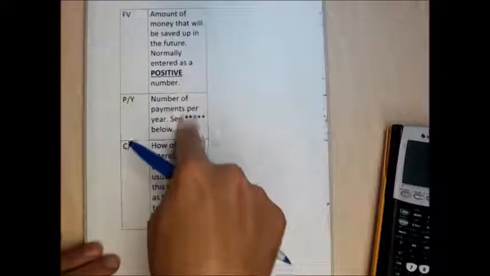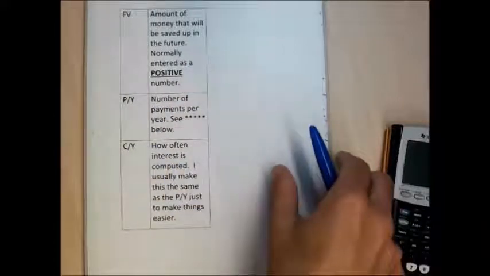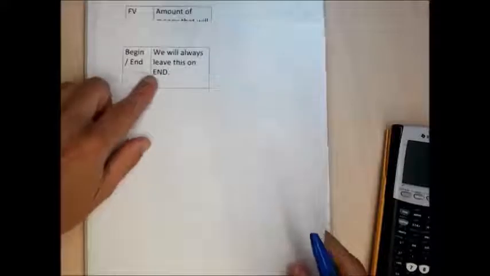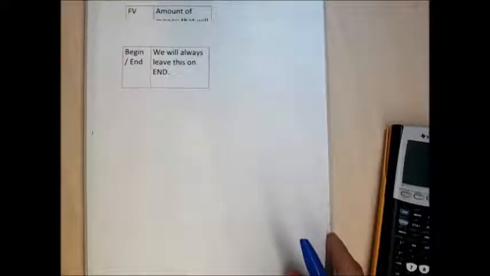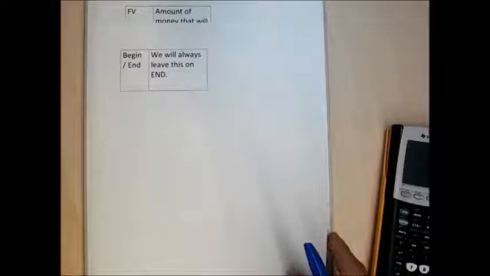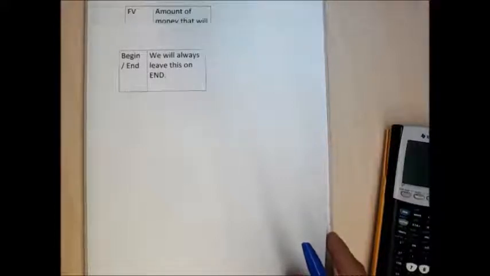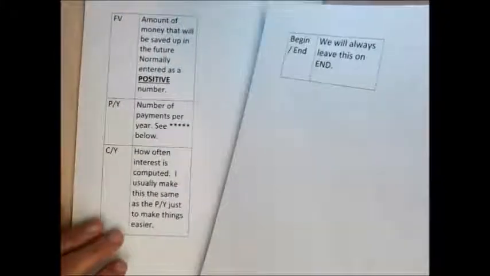And then the PY and the CY I talked about already. And that ugly begin end, we're just going to leave it on end. Remember, for car payments, if you put it on begin, that would assume your first payment is due the day that you buy the car, not a month later. Similarly, if you put it on begin, it would assume that the first time you pull money out when you retire is the day that you retire, and not like 2 weeks afterwards. Again, that's kind of a weak explanation, but it's adequate. For our class, we'll always leave the bottom on end.